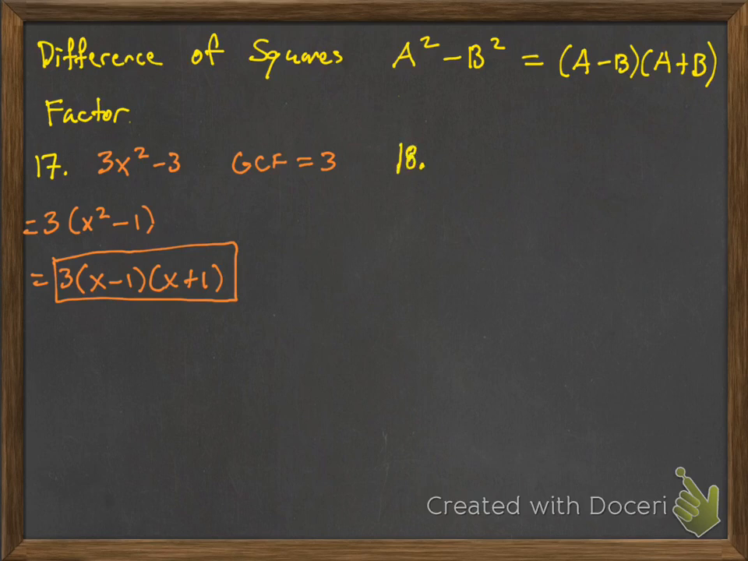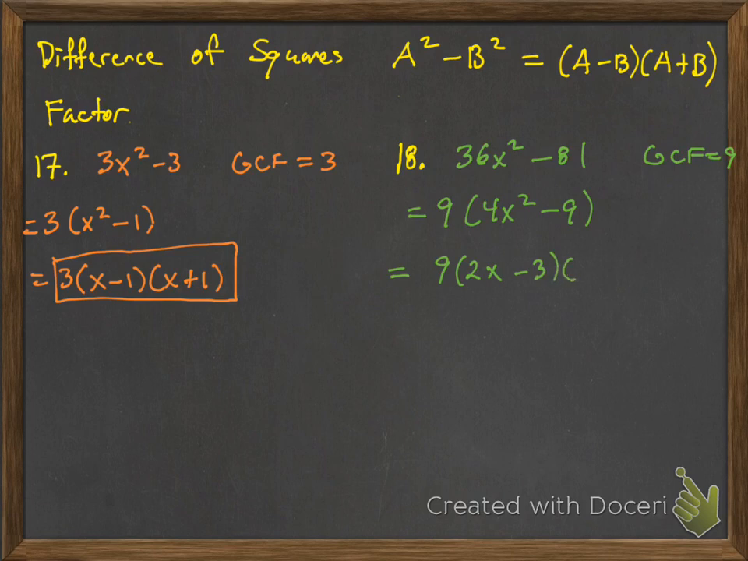Okay, number 18, we have 36x squared minus 81. We do have a GCF. 9 goes into both of them. Factor out a 9, 4x squared, and then minus 9. 4 is a perfect square, 9's a perfect square. There's two terms. You see that we factor that 9 out in the front there. We're not going to do anything else with it. It's along for the ride. It's just going to sit there. Okay, so 9, and then to make a 4, you need a 2. To make a 9, you need a 3. So 2x minus 3 and 2x plus 3. That's it.